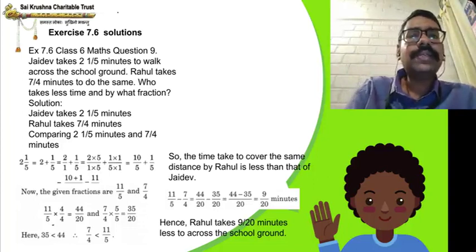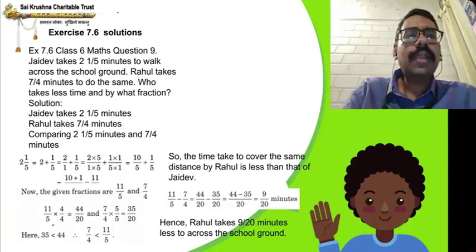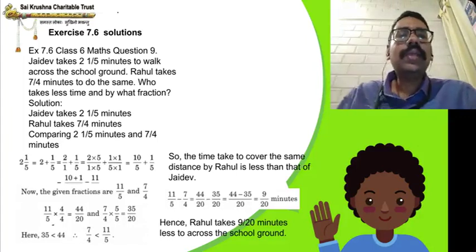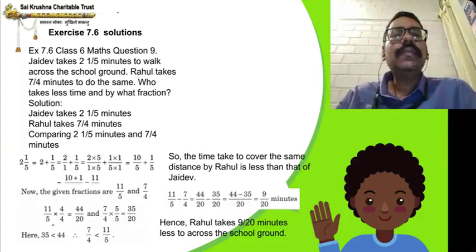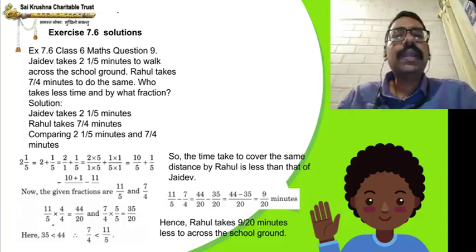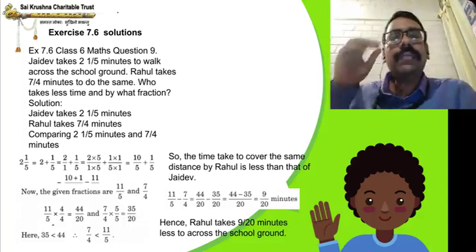Now, given fractions are 11 by 5 and 7 by 4. So what is the LCM of denominator 5 and 4? 20. Go to fraction 11 by 5. If you want to get 20 in the denominator, which number you should multiply with 5? 5 4s are 20. We'll multiply by 4 with both numerator and denominator. We'll get 44 by 20.